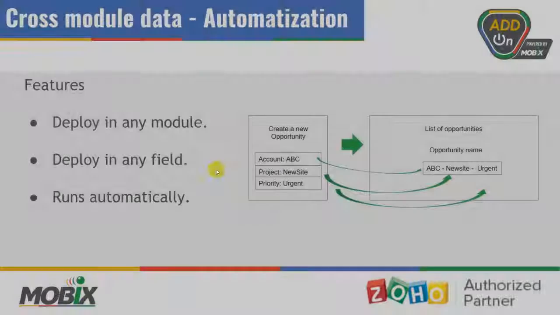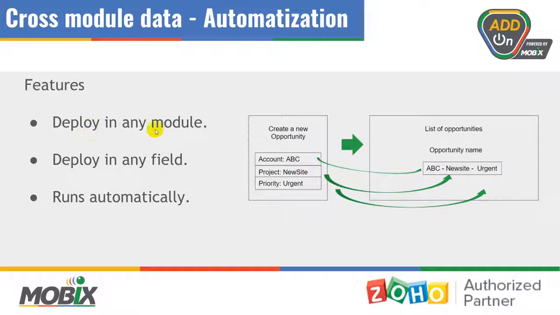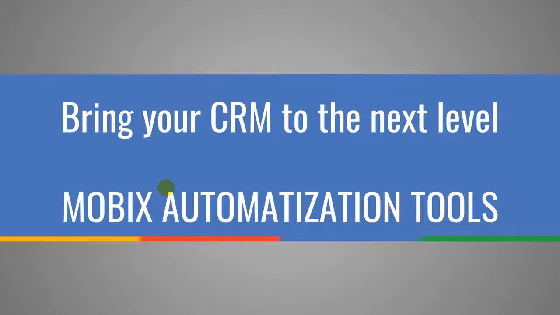So this functionality can be deployed in any module. We can use it with any field that you want to include in your pattern, and it runs automatically. You don't even know how it works, and you don't have to worry about it. So bring your CRM to the next level with the Mobix automation tools.